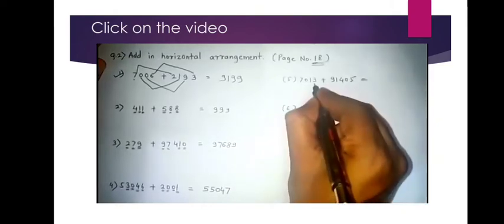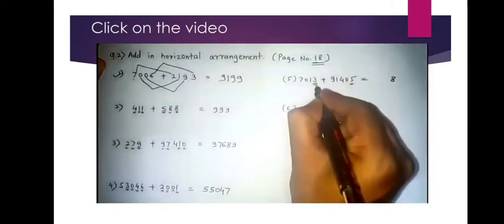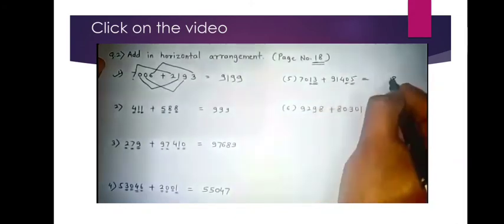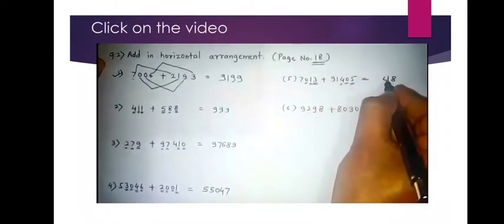Children, similarly 3 plus 5 is 8. 1 plus 0 is 1. 0 plus 4 is 4. 7 plus 1 is 8. And then it will be 9.